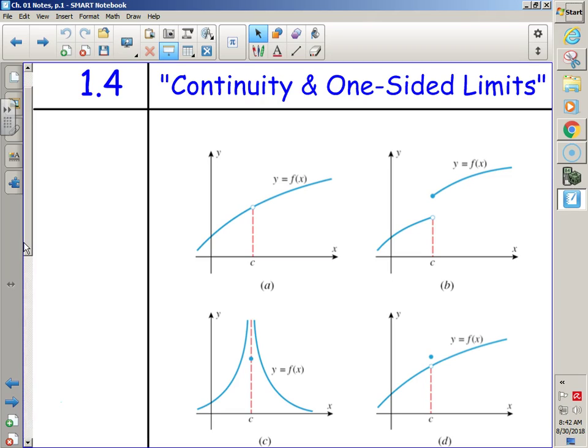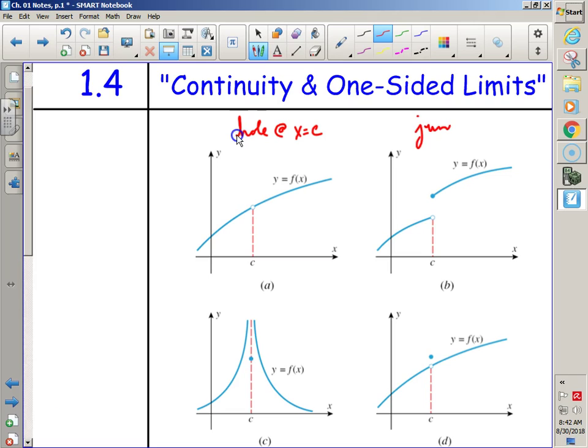Okay, what's going on in each and every one of these? First one, we have a hole, right? At x equals c. What's going on in this one? We have a jump at x equals c. What's going on in this one? We have a vertical asymptote at x equals c. How about this one?